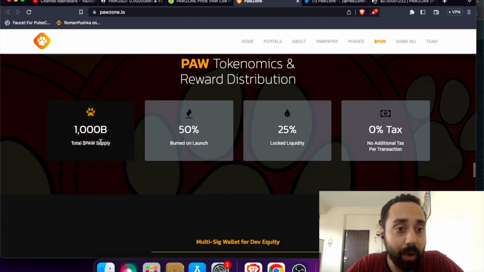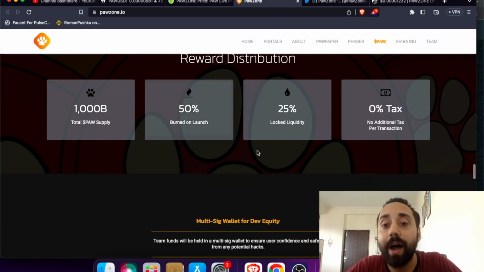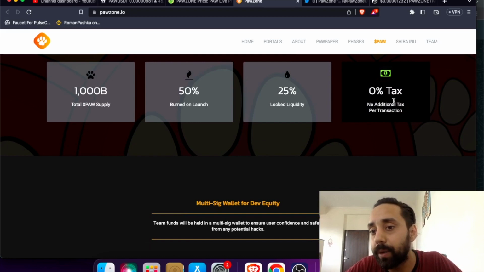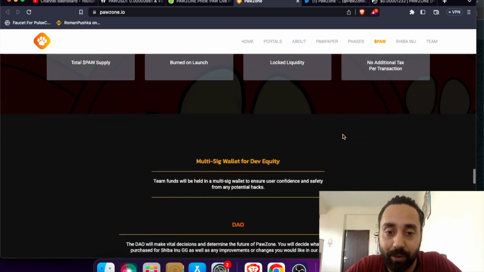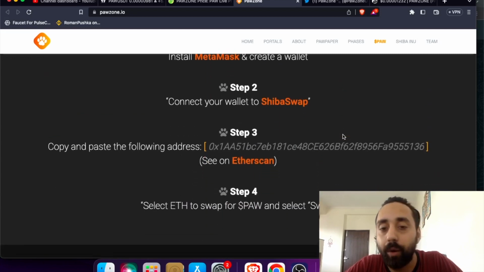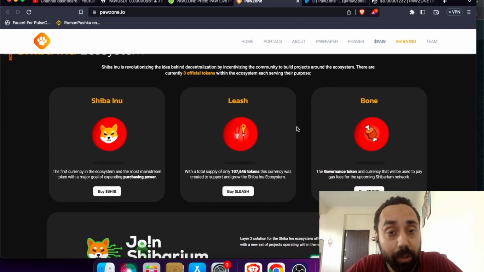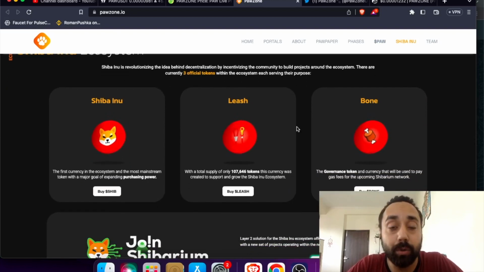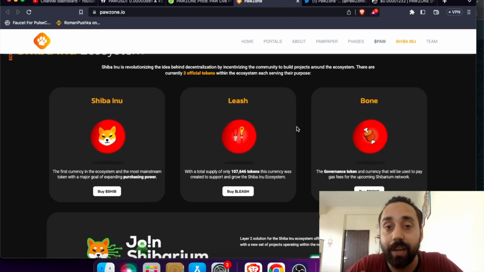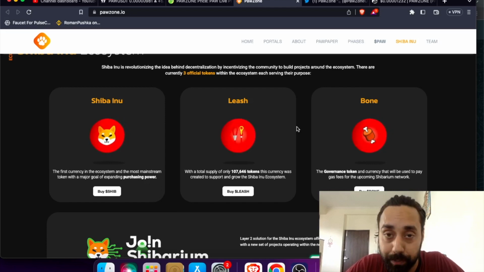Tokenomics, I've told you, like 1000 billion tokens initially, but 50% are burned. That's why we are left with 500 billion tokens. 25% is locked liquidity and 0% tax. Like any other meme token, it doesn't have any tax on it. So this is about the PAW. You can get it on Uniswap, and also you can buy it on Poloniex. These are the tokens of the Shiba Inu ecosystem. I have talked about them in detail in my post on Shiba Inu, so do check the post here in the description of the video.